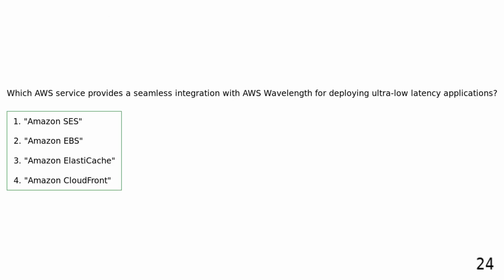Which AWS service provides a seamless integration with AWS Wavelength for deploying ultra-low latency applications? Amazon SES, Amazon EBS, Amazon Elastic Lake, Amazon CloudFront. Amazon CloudFront provides seamless integration with AWS Wavelength for deploying ultra-low latency applications by caching content at edge locations.